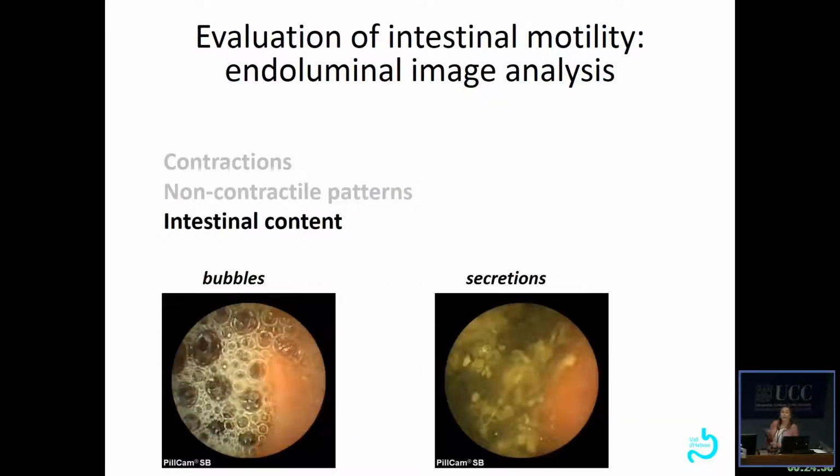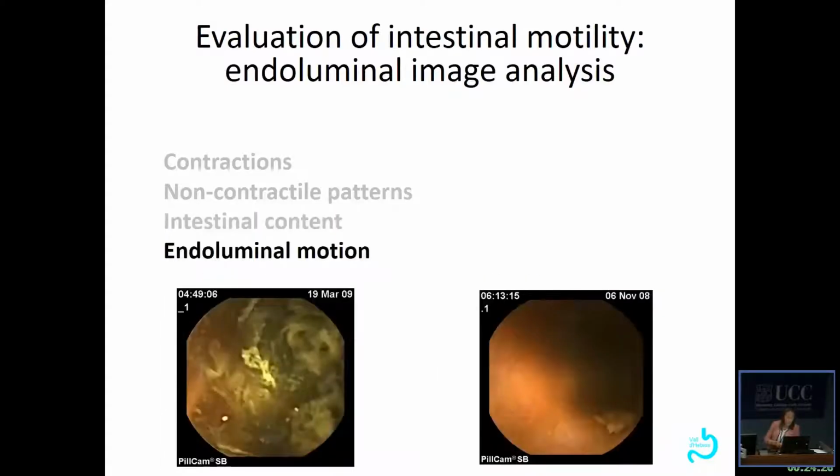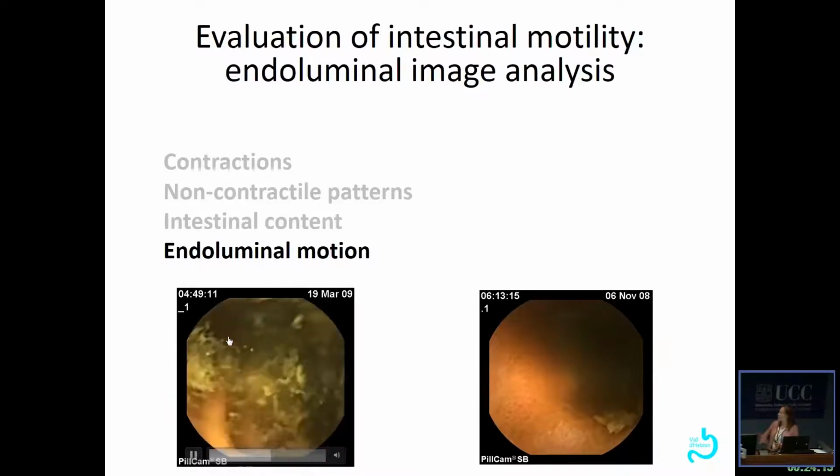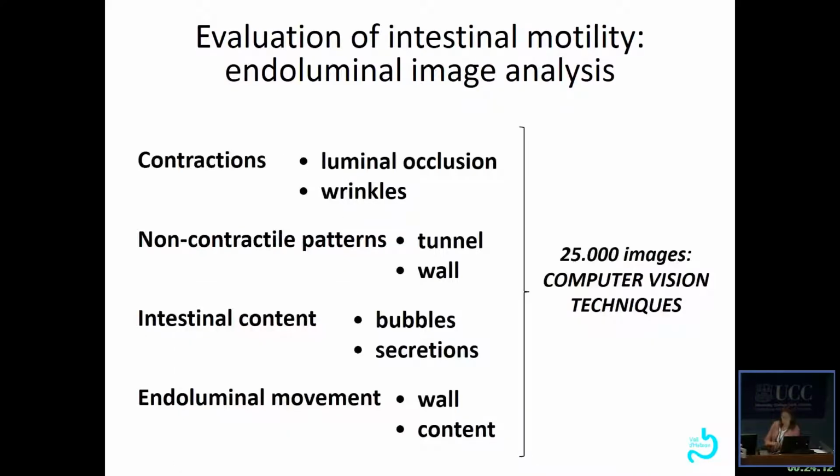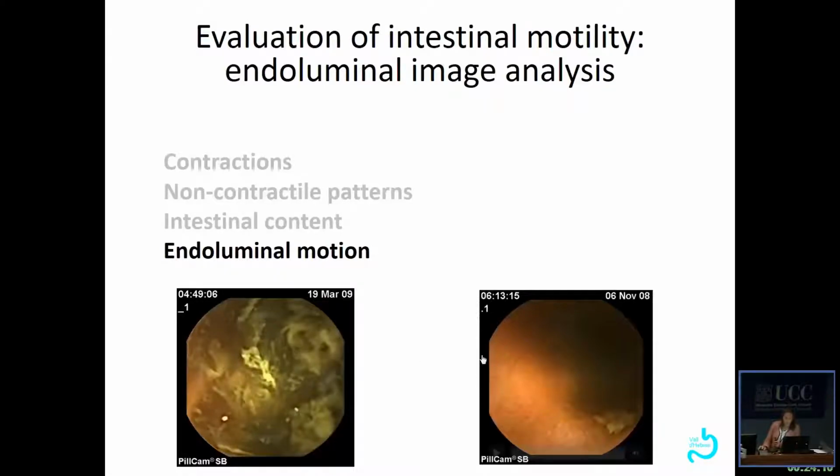We also thought content would be important related to motility. We saw there were small bubbles of air, and other times there were turbid secretions in the bowel. And of course, we thought we had to measure movement of the walls. And I brought you a couple of examples. This one is content, which is moving fast, for example. And this one is a wall, intestinal walls that are not moving very much.